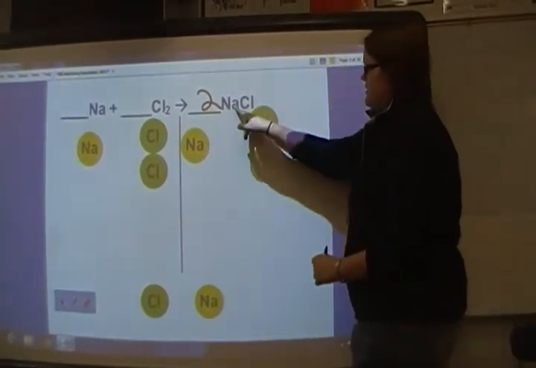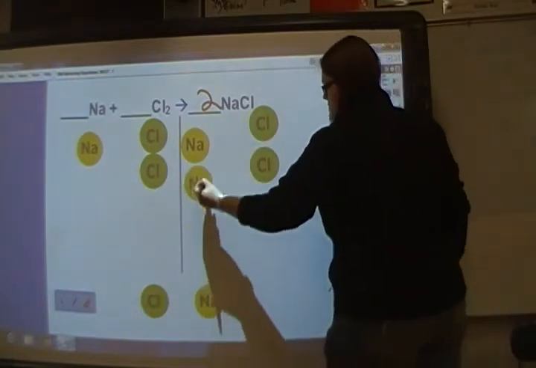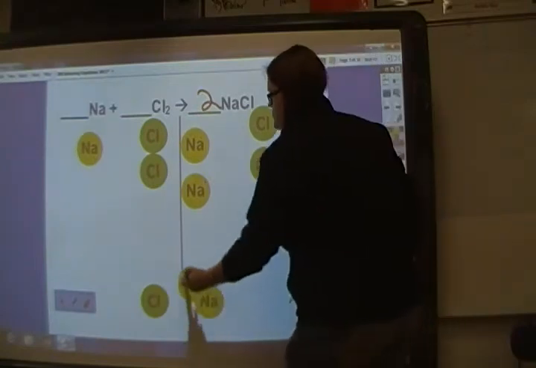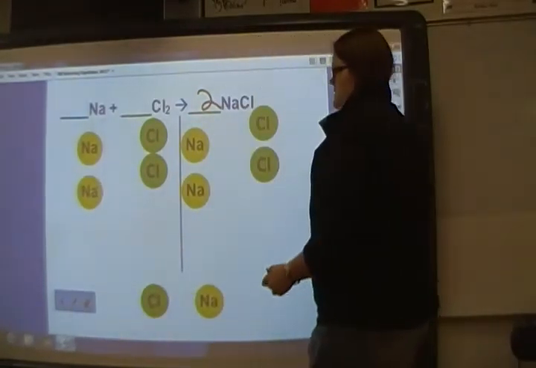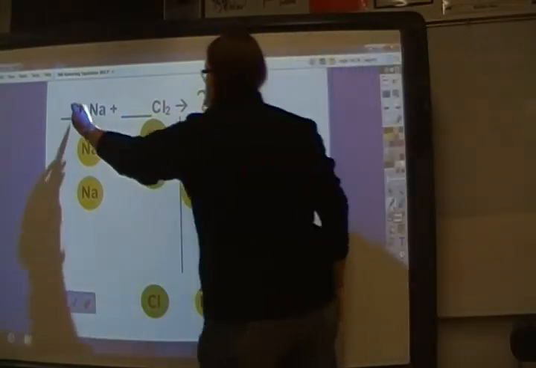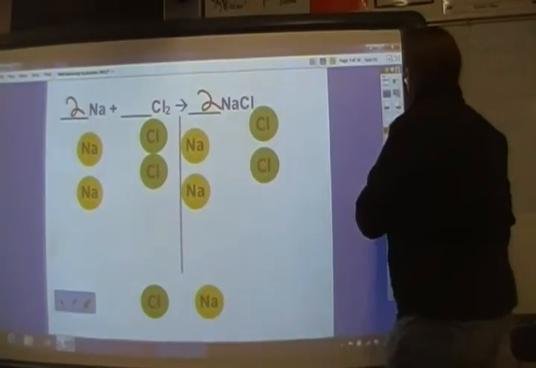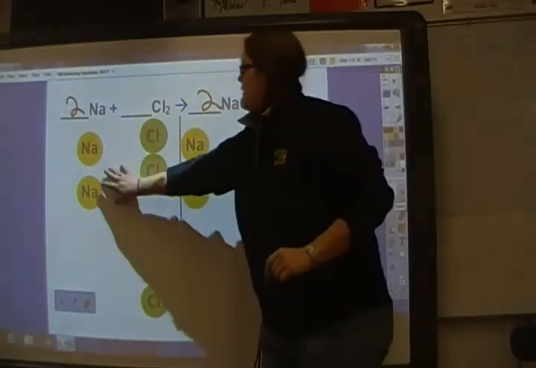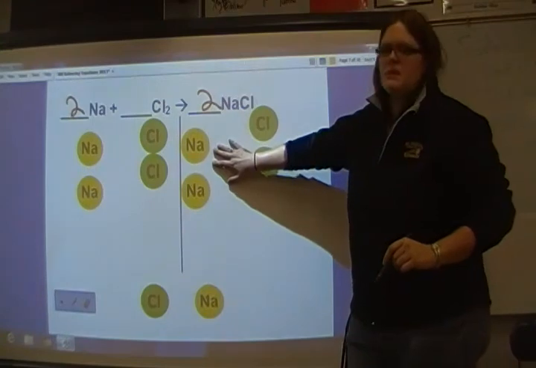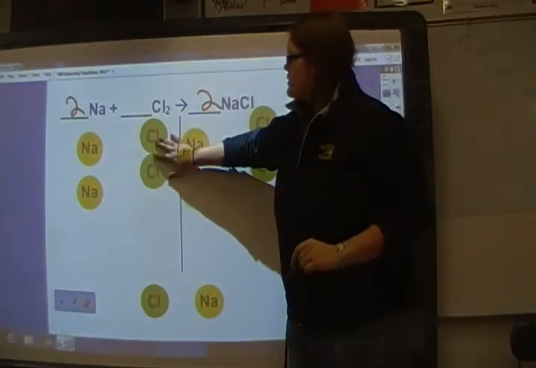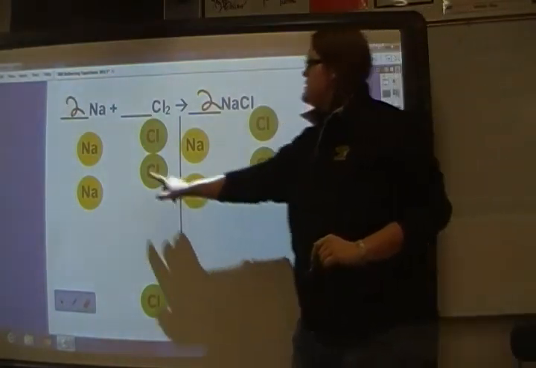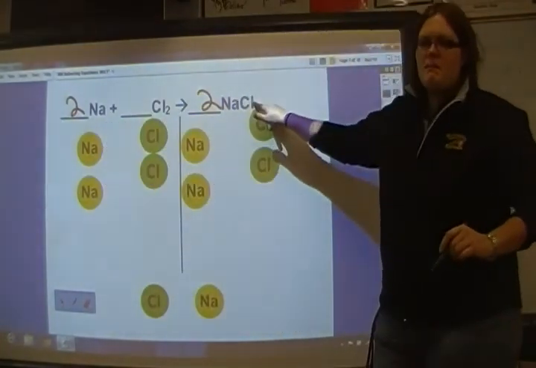Putting a 2 here now changes the number of sodium atoms that I have to have. So now to finally balance this, I have to bring another sodium over to this side. Again, that changes my coefficient to 2. So now if I take a look at my equation, I have 2 sodiums on this side as reactants, and I have 2 sodiums in the products. I have 2 chlorines in the reactants, and I have 2 chlorines in the products. So this chemical equation is now balanced.